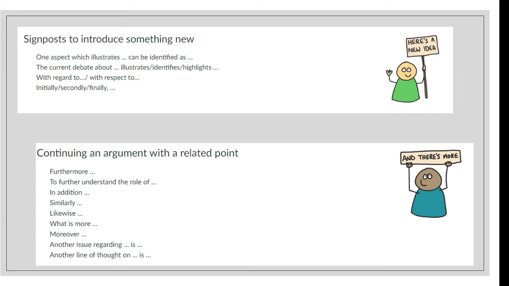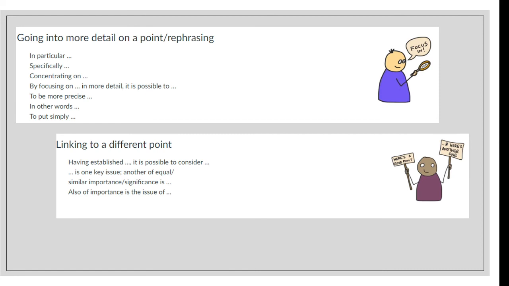Another example of signposting is continuing an argument with a related point. So you are now emphasizing another point that's supported. You would say: furthermore; to further understand the role of; in addition; similarly; likewise; what is more; moreover; another issue regarding ... is; another line of thought on ... is. And going into more detail on a point or rephrasing, you would have: in particular; specifically; concentrating on; by focusing on; in more detail; it is possible to be more precise; in other words; to put simply.